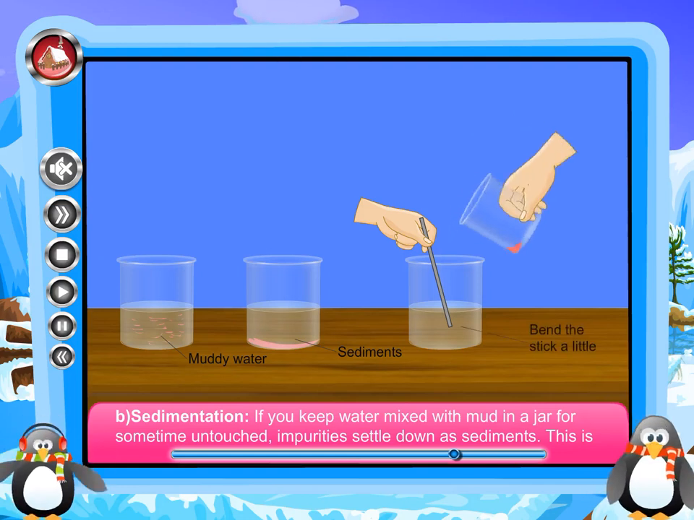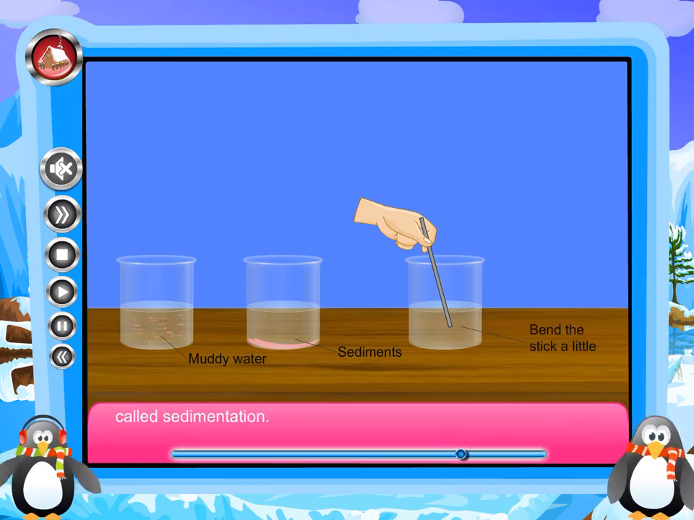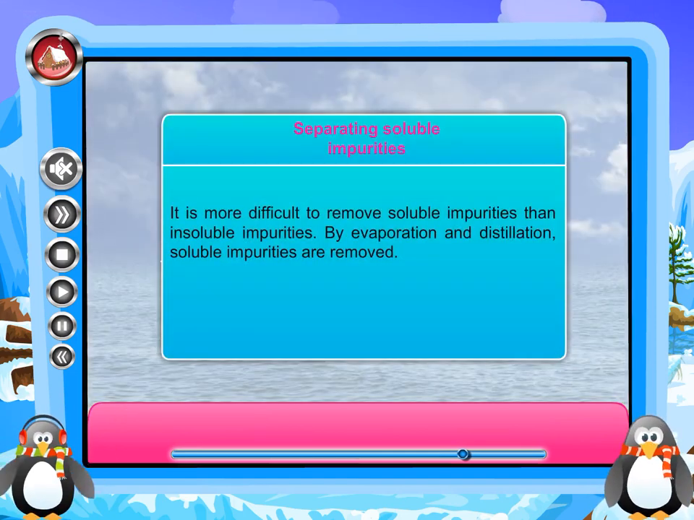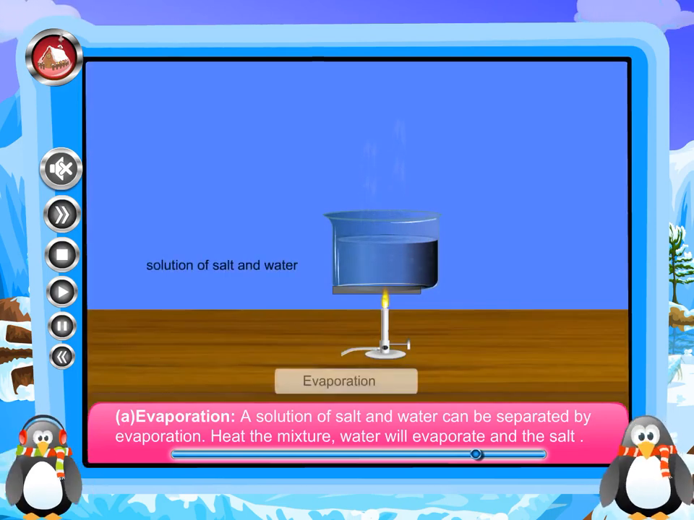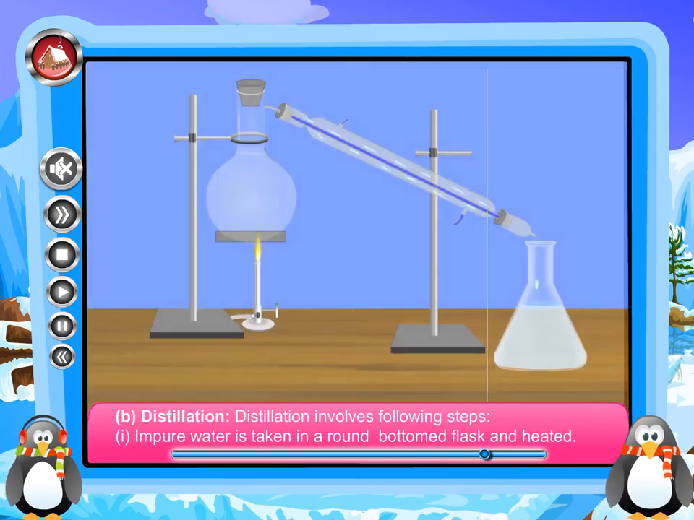Sedimentation. If you keep water mixed with mud in a jar for some time untouched, impurities settle down as sediments. This is called sedimentation. Separating soluble impurities. It is more difficult to remove soluble impurities than insoluble impurities. By evaporation and distillation, soluble impurities are removed. Evaporation. A solution of salt and water can be separated by evaporation. Heat the mixture. Water will evaporate and the salt remains.